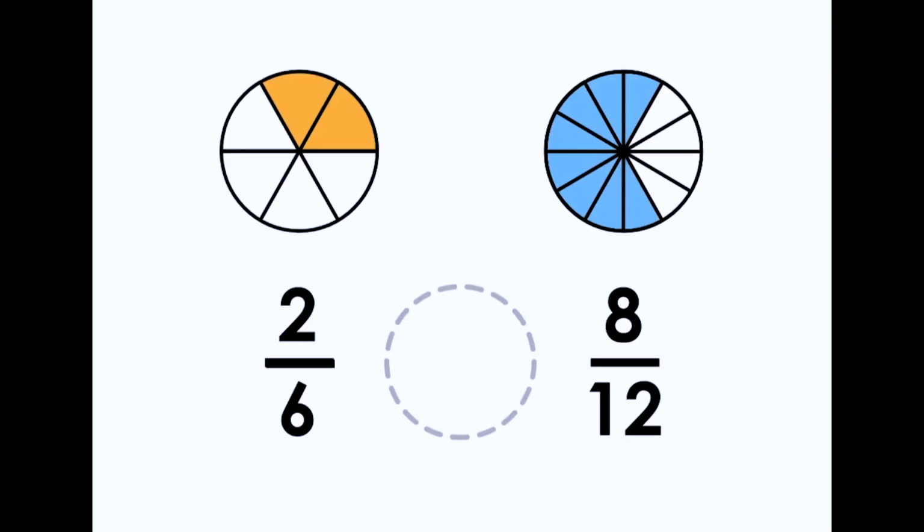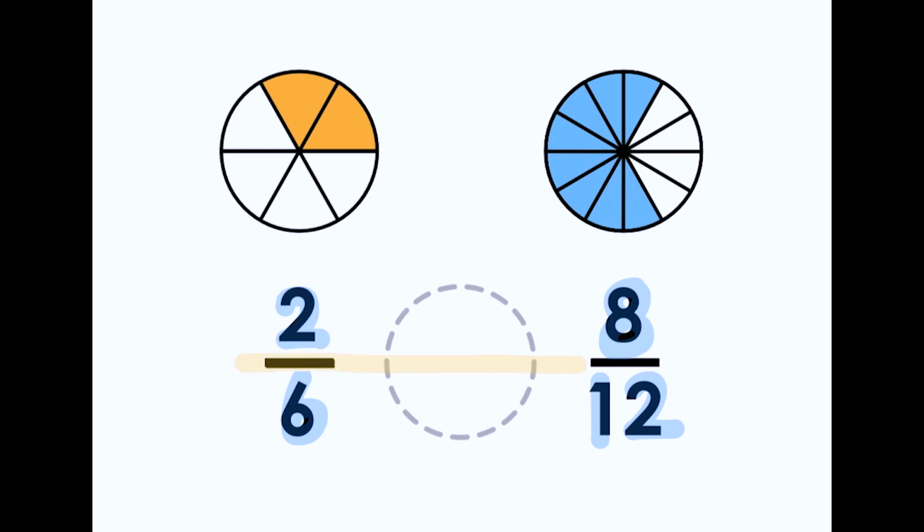Let's start with these fractions. 2/6 and 8/12. Which fraction do you think is bigger? If I look at the numbers, I can see that 2/6 means I have 2 pieces out of 6 equal pieces in the whole. 8/12 means I have 8 pieces out of 12 equal pieces in the whole.